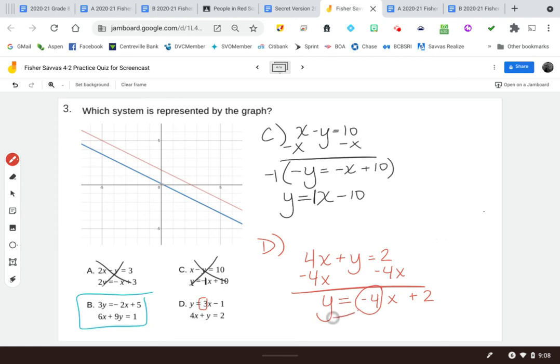And if I compare the two slopes, 3 and -4, not the same slope. So that means that those two equations are not parallel either. So the only system of equations that has the same slope was B. And again, that means that if they have the same slope, it's parallel. All right, moving on to number 4.